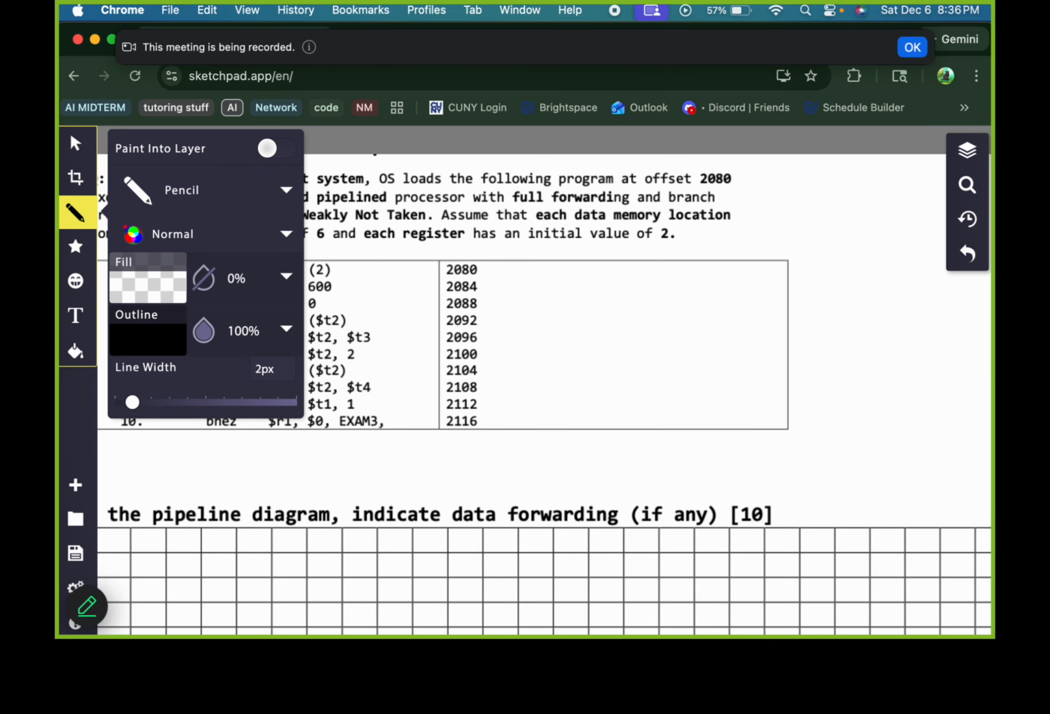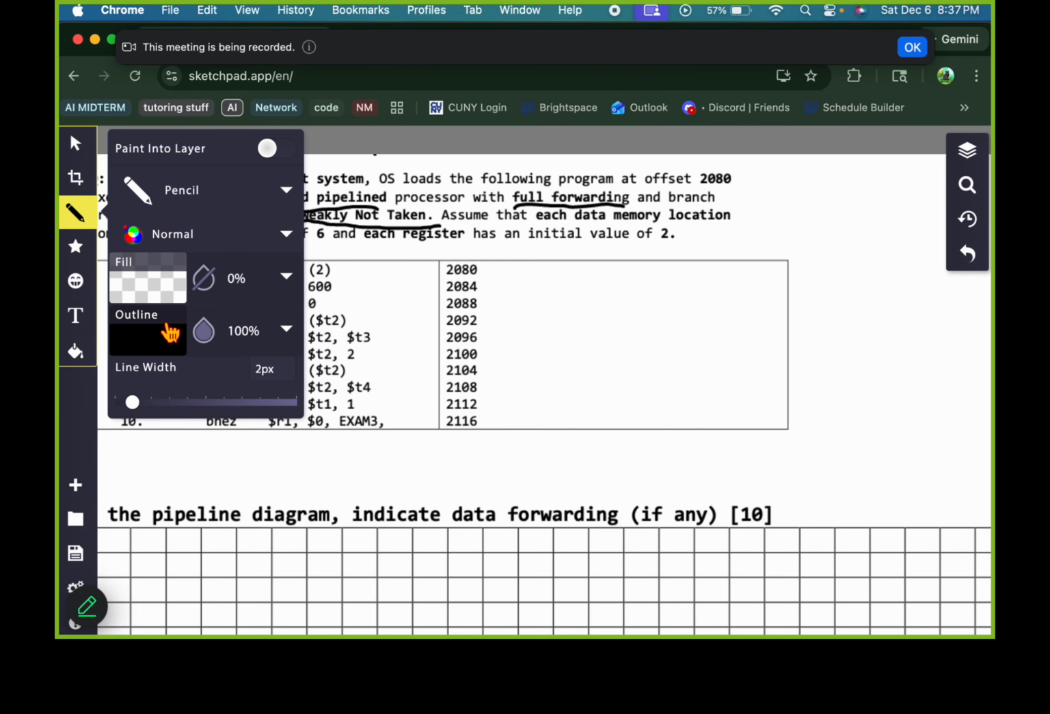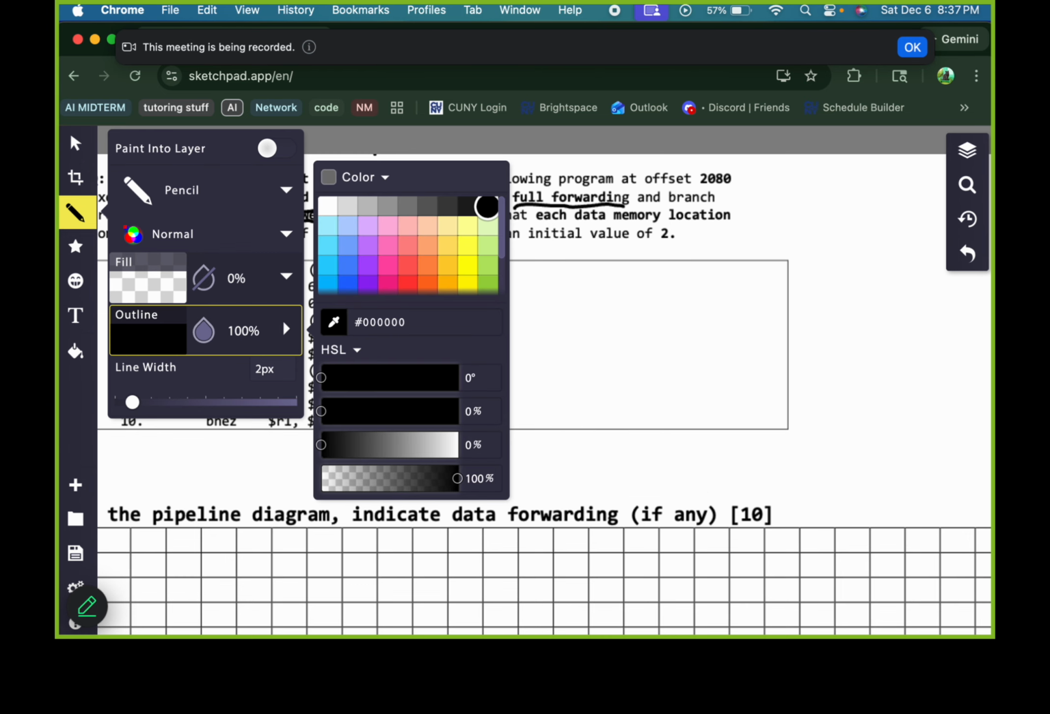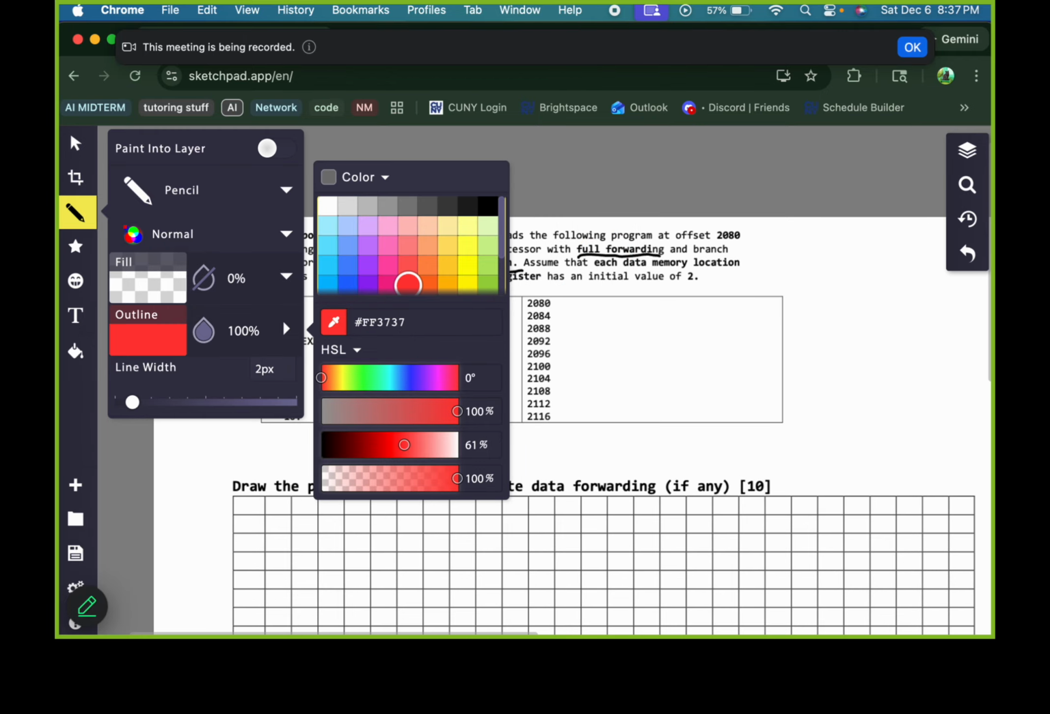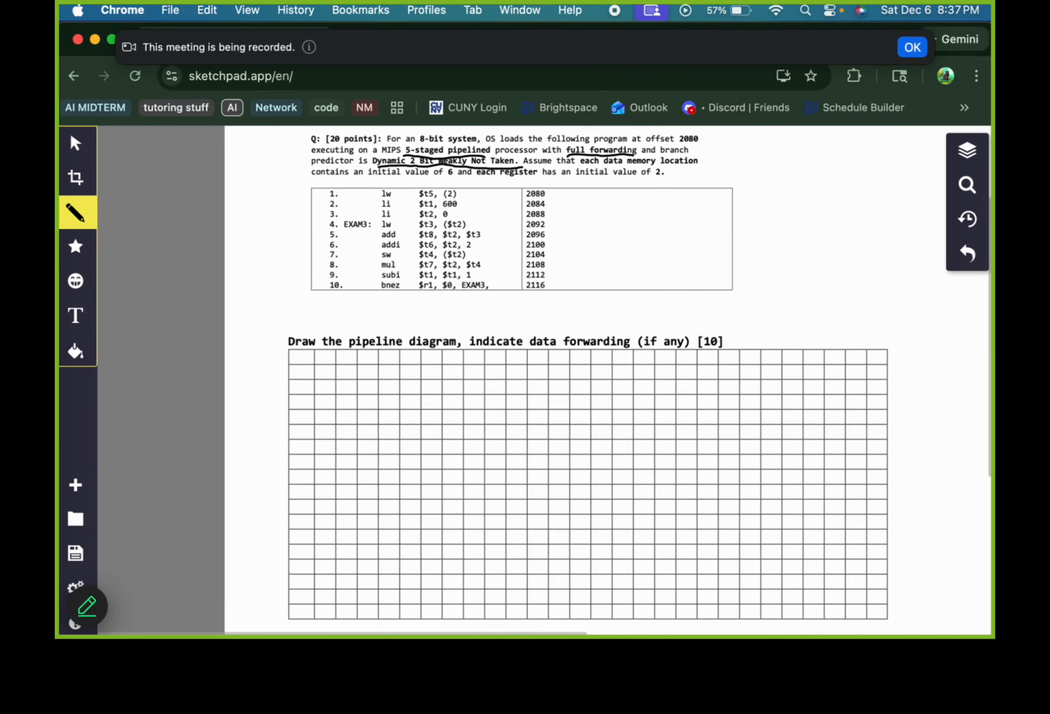this question has a MIPS 5-stage pipeline with full forwarding, and a branch predictor is dynamic 2-bit weakly not taken. So this really combines everything that we've gone through at this point. So let me make my pen a different color, and let's get started with this.